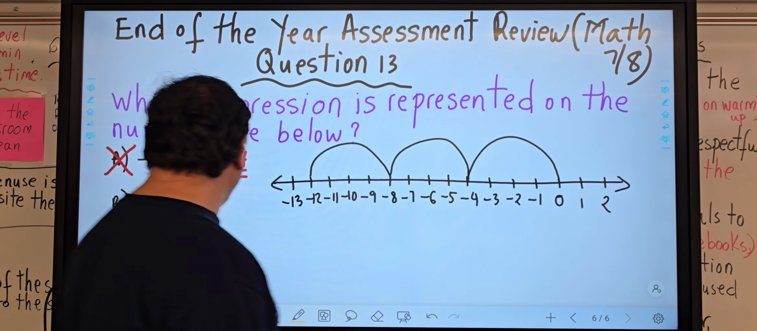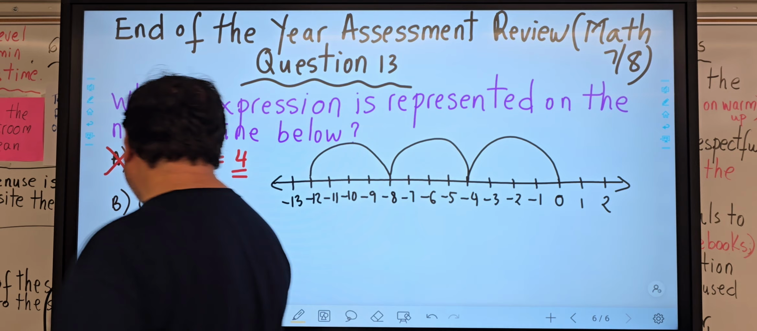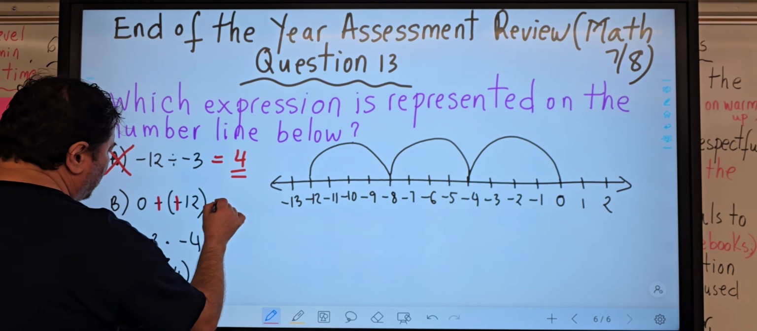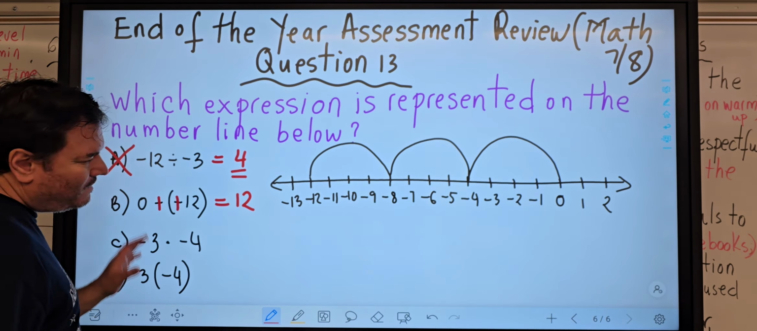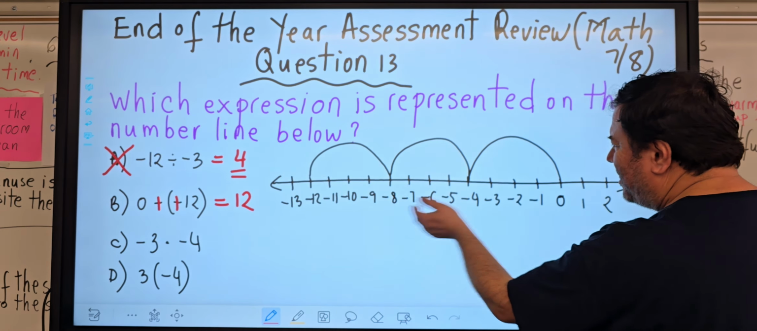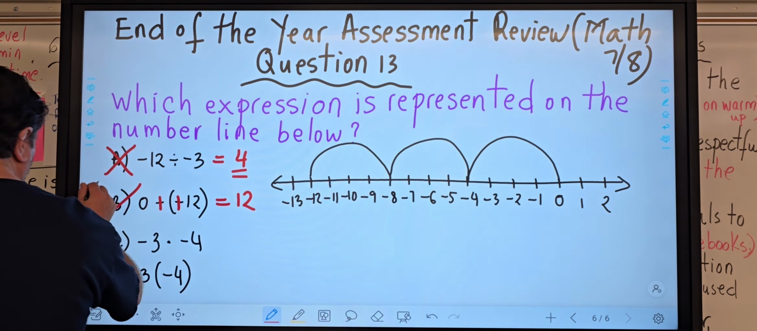Let's take a look at B here. Negative and a negative, remember 2 negatives next to each other become a positive, and 0 plus 12 becomes 12. Again, we have a positive 12, and we don't see this in a pattern here because we are in a negative world, and B also cannot be the answer.